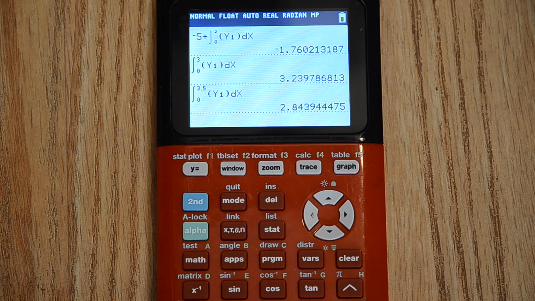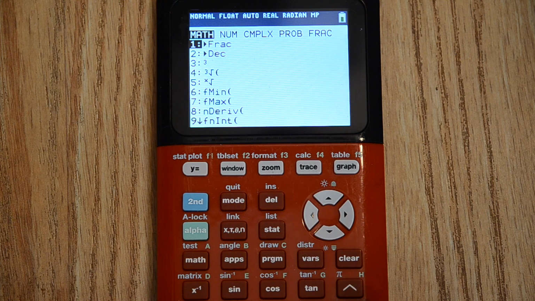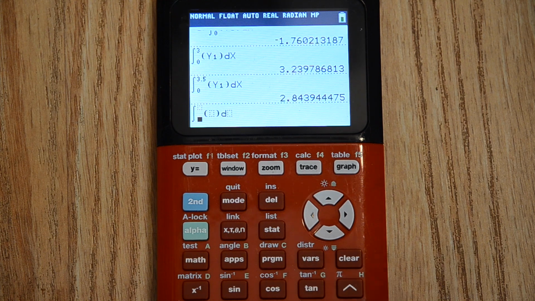Now, for finding the total distance traveled, again, math, choice 9 in this particular case where my software is, 3.5 for the upper limit.